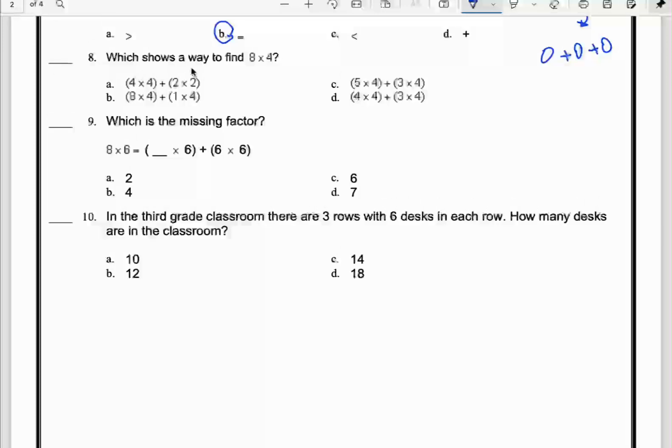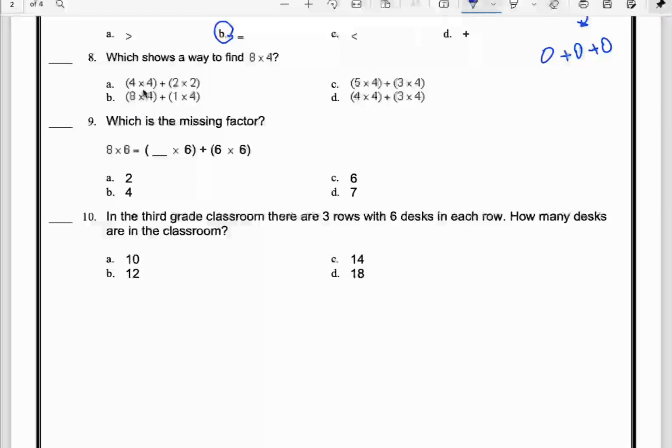Which shows a way to find 8 multiplied by 4. As you can see in the choices here, we should read all the choices. In the choices here, we see the same way that we use distributive property. That's how we use distributive property. So let's take them one by one.